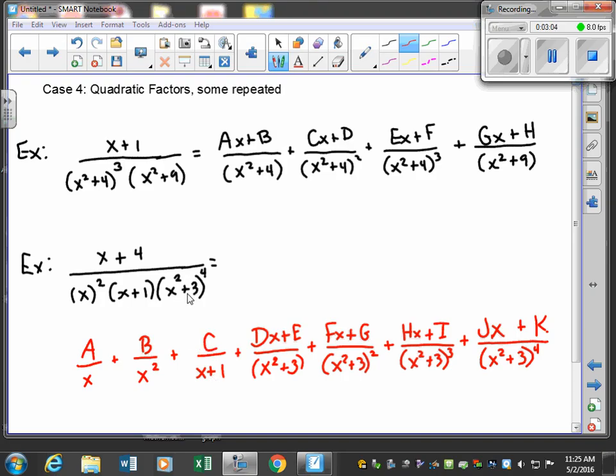This is quadratic and it's repeated, so we're going to have this buildup to the first power, to the second power, to the third power, to the fourth power, and then the fact that it's quadratic, we have Dx plus E, Fx plus G, so on and so forth.